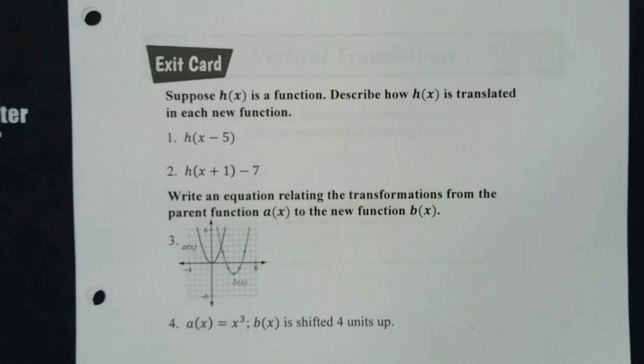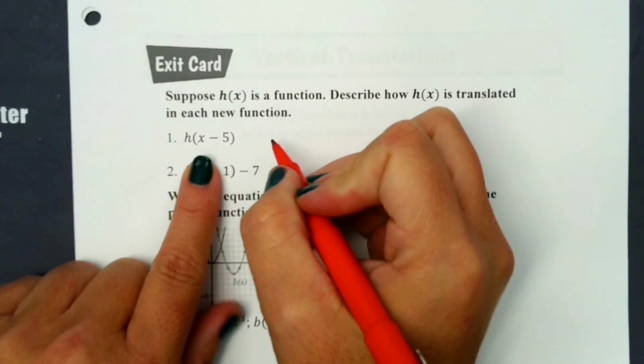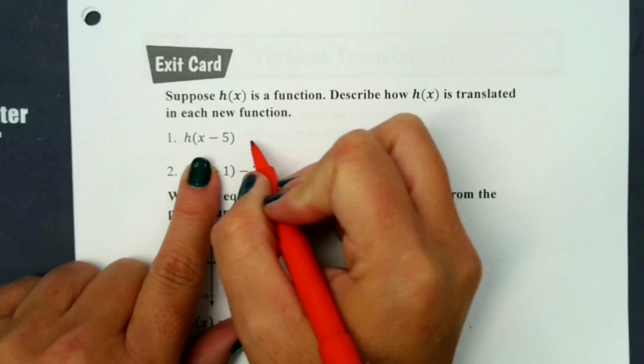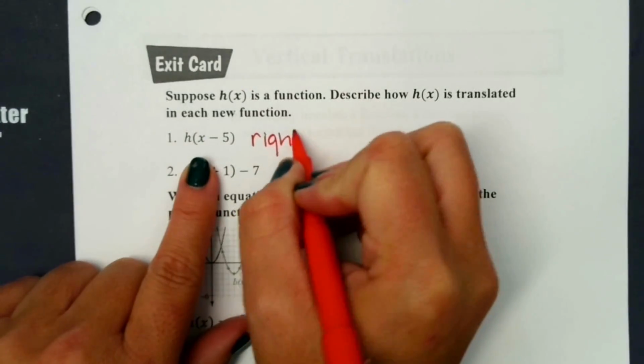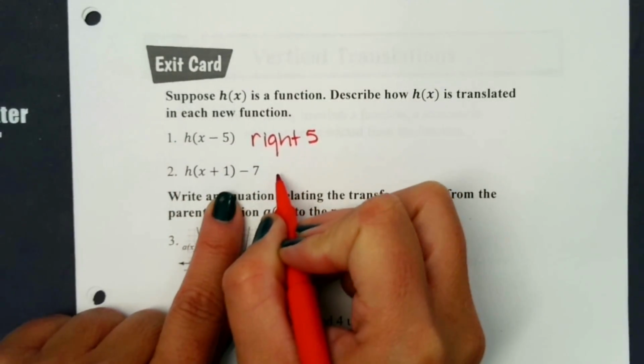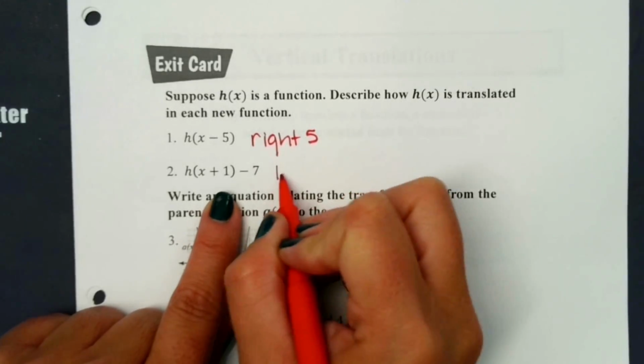Okay. Let's go over this exit card. It kind of summed up everything we did. So, number 1, what happened? Right 5. Number 2, what happened? Left 1, down 7.